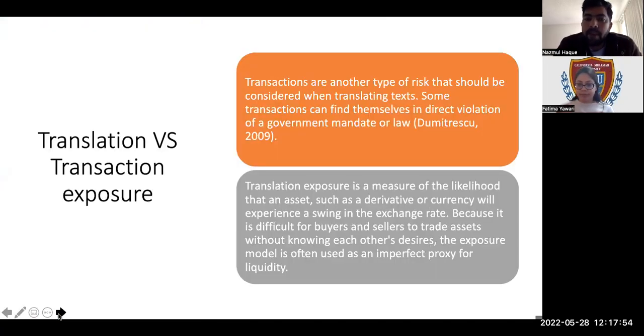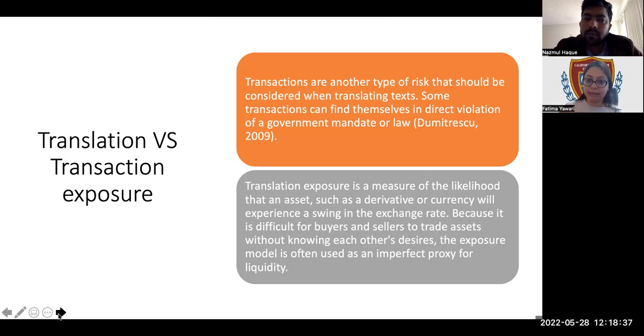So let me tell you a little bit more about these two. When we are doing business, we have to make sure these transactions are as per the government laws and mandate, because if there is a mistake in translation or anything, it could affect the company because it's going against the government laws. Translation exposure can be measured by the assets and by the company's goodwill, and that's how we know the company is doing good or bad. And when the currency is changing constantly, when there is volatility, it shows how stable the company is.